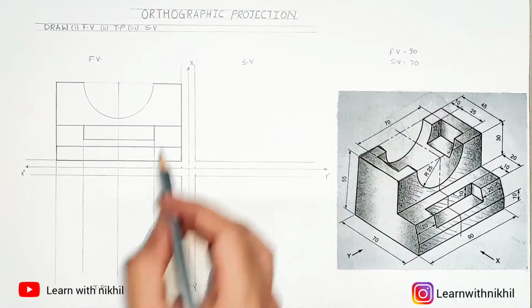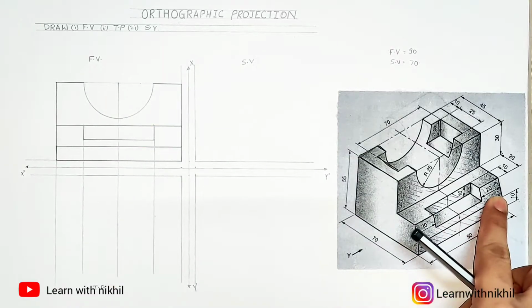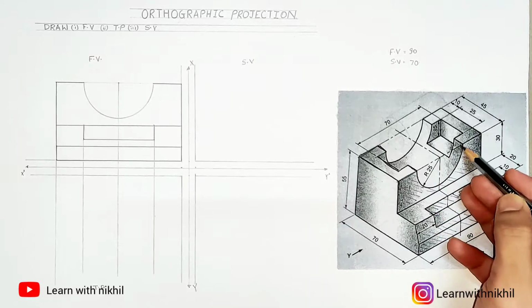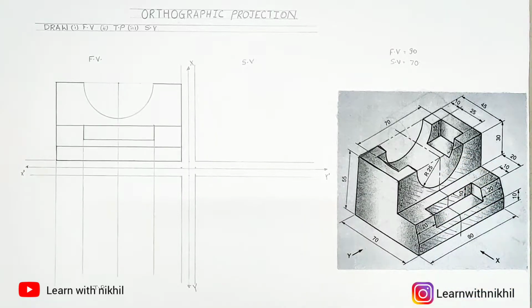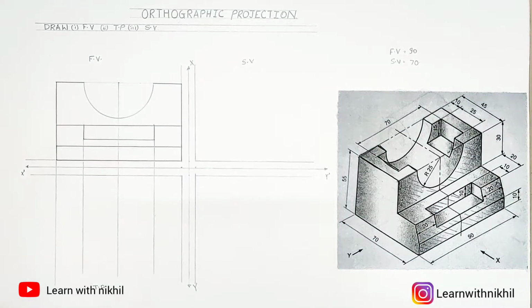The semicircular end and this line coincide, as the total thickness is 90 minus 20, that is, the remaining is 50, and the diameter of the semicircle is 50. So that's the reason it coincides.